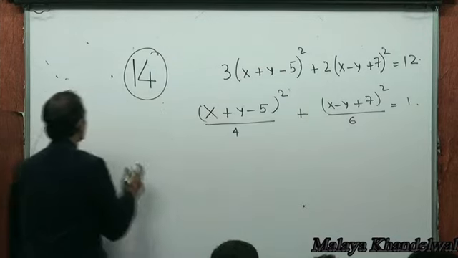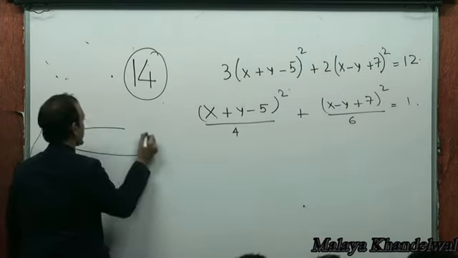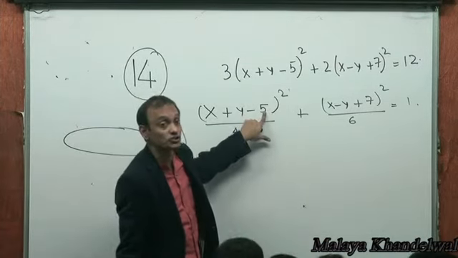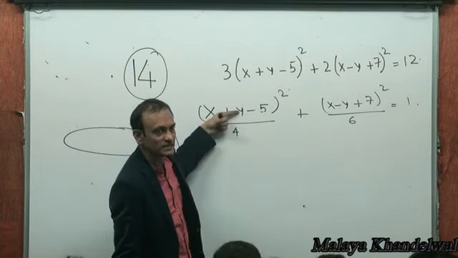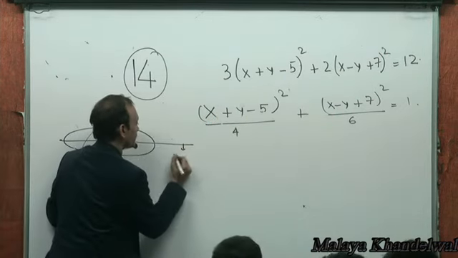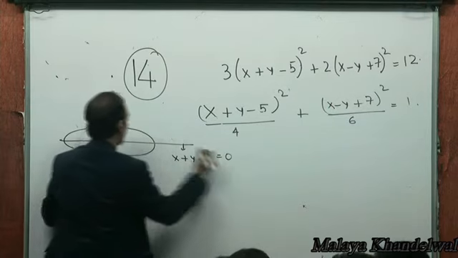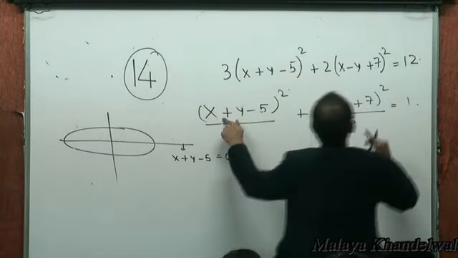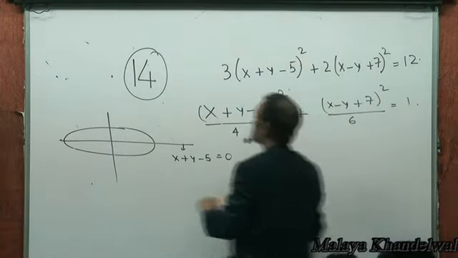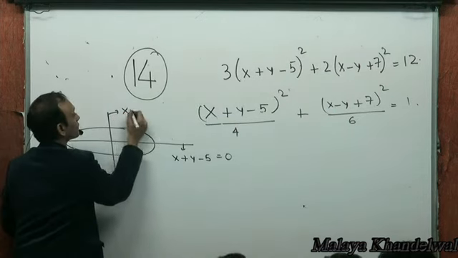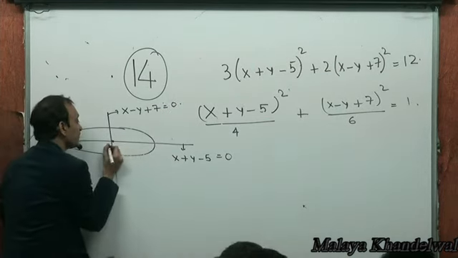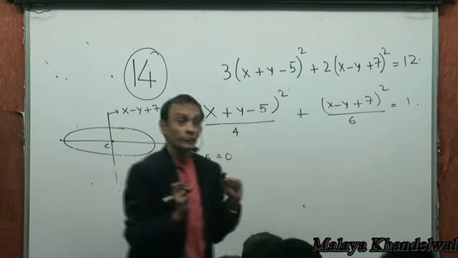Now, look, very clearly, x + y - 5 = 0 must be the major axis of the ellipse, because this number is small. Above this will give me the major axis. Yes or no? So the major axis of the ellipse must be x + y - 5 = 0. And this line is very clearly perpendicular to this line. So this must be x - y + 7 = 0, the minor axis. And the point where they intersect will give me the center of the ellipse. Clear?